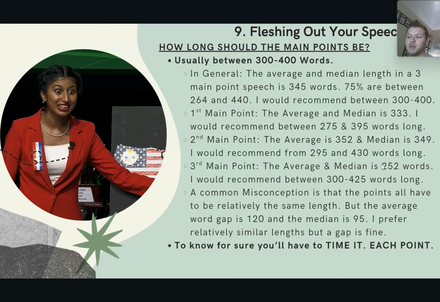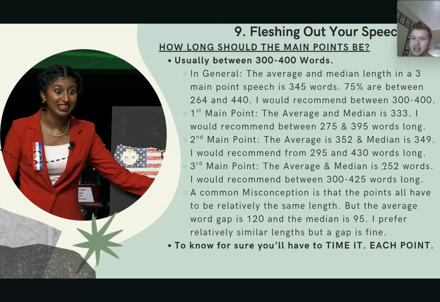Then you have the third main point. The average and median is about 252 words. 75% are from 286 to 439 words in finals for third main points. I would recommend somewhere between 300 to 425 words long. And all of these numbers is to say that I wouldn't probably spend more than 1,200 words on my main points, and I wouldn't probably spend less than 900 words on my main points.